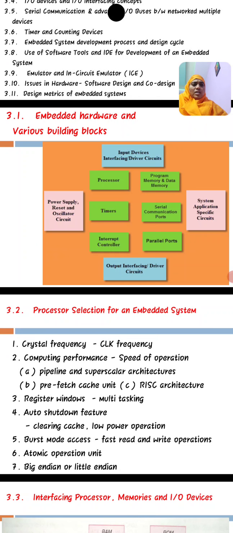The next block is memories. Various forms of memories are used in embedded systems: internal RAM and external RAM, internal ROMs and external ROMs like EEPROM and flash memories. There are two types of RAM: static RAM and dynamic RAM. Most embedded systems use static RAMs because they are much faster than DRAM.